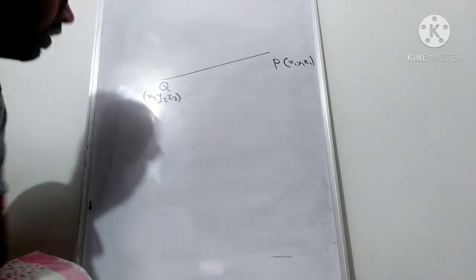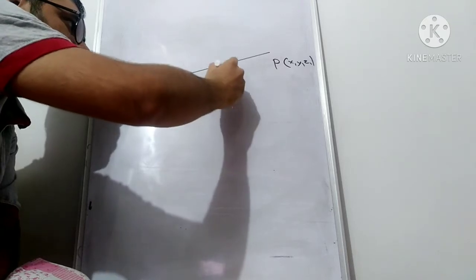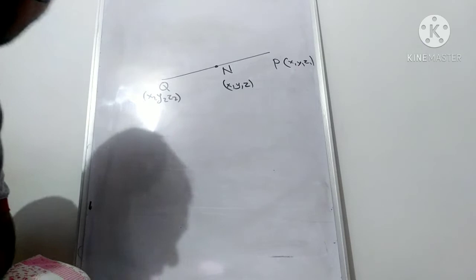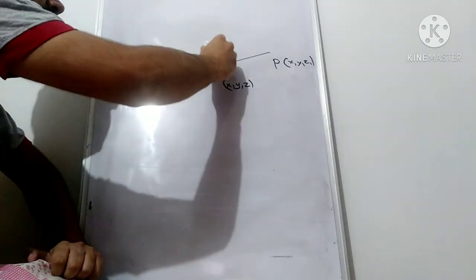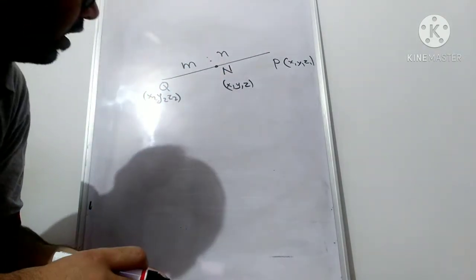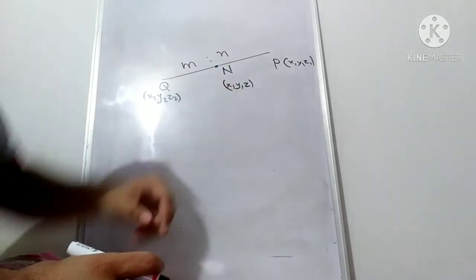Now suppose there is a point n. Its coordinates are x comma y comma z. I'm taking it to be a variable point. We know the ratio Qn is to Pn is m is to n. So how do you calculate the coordinates of point n in terms of P and Q?